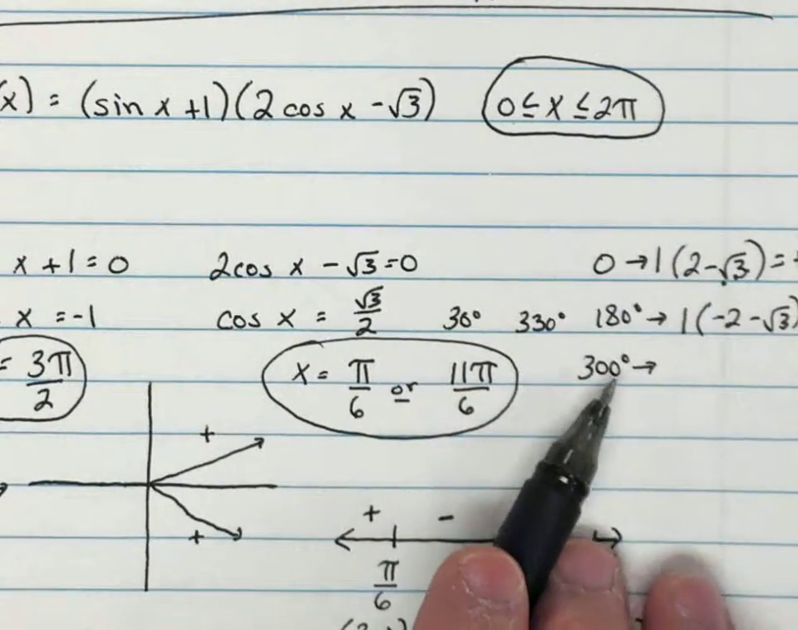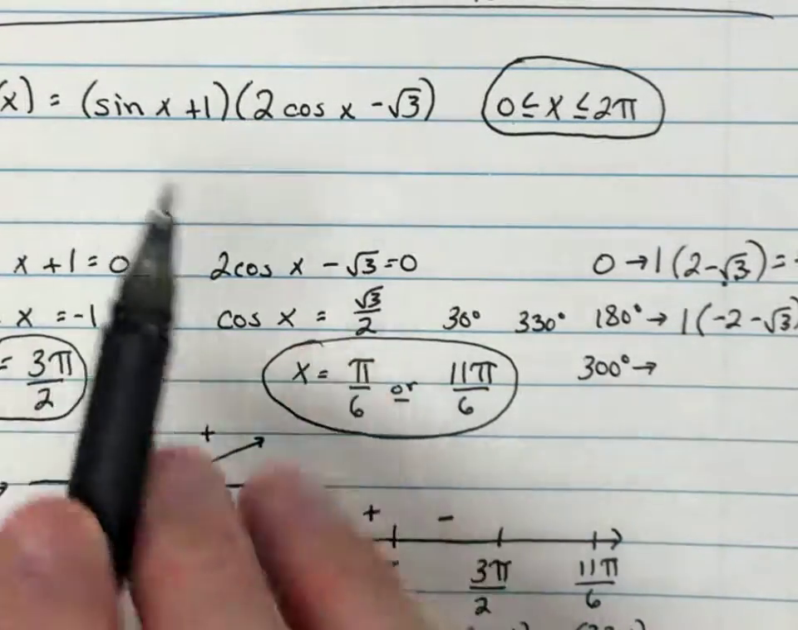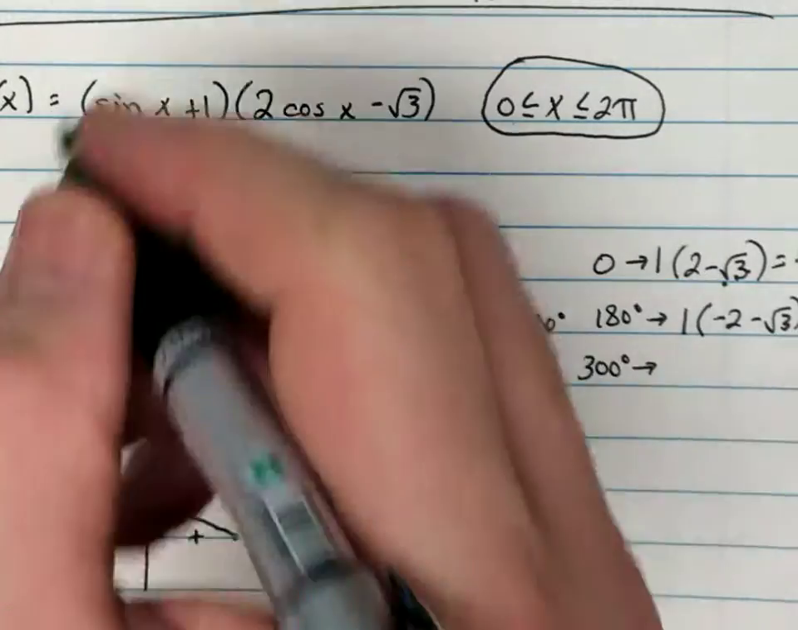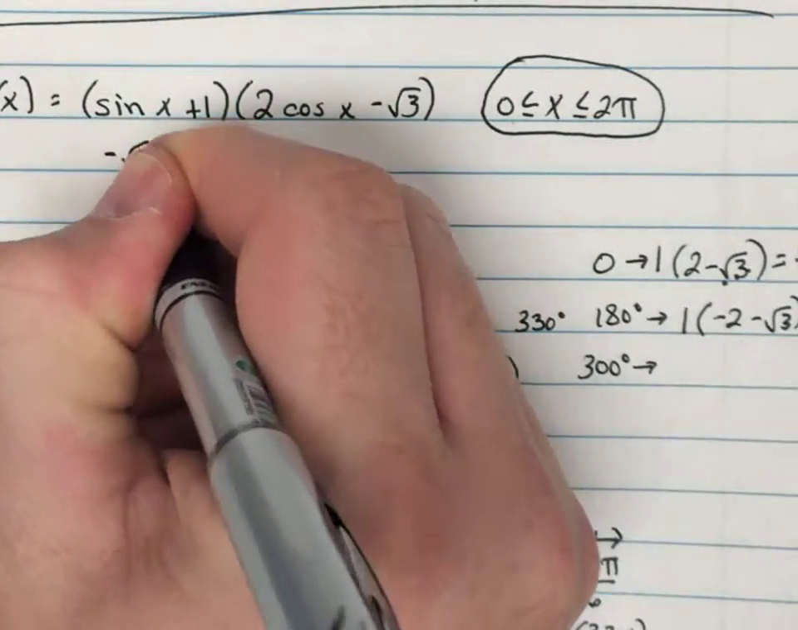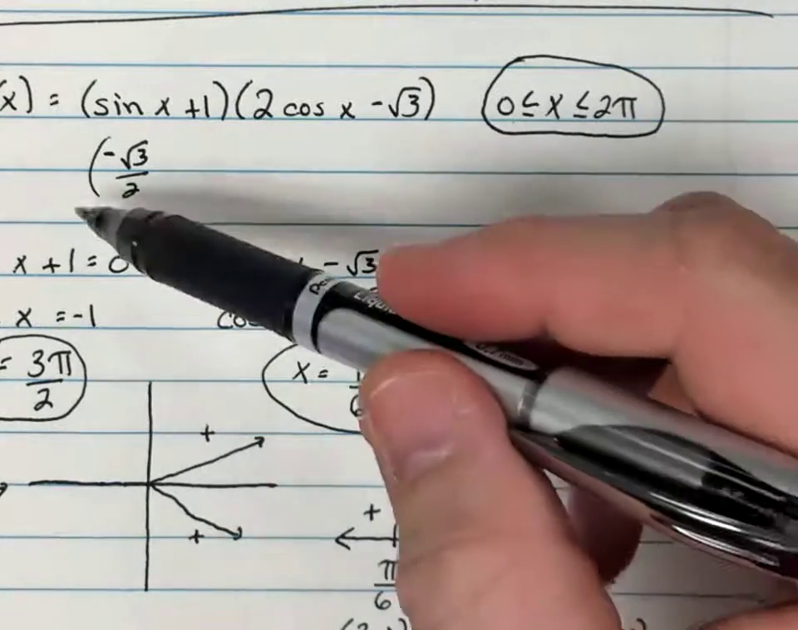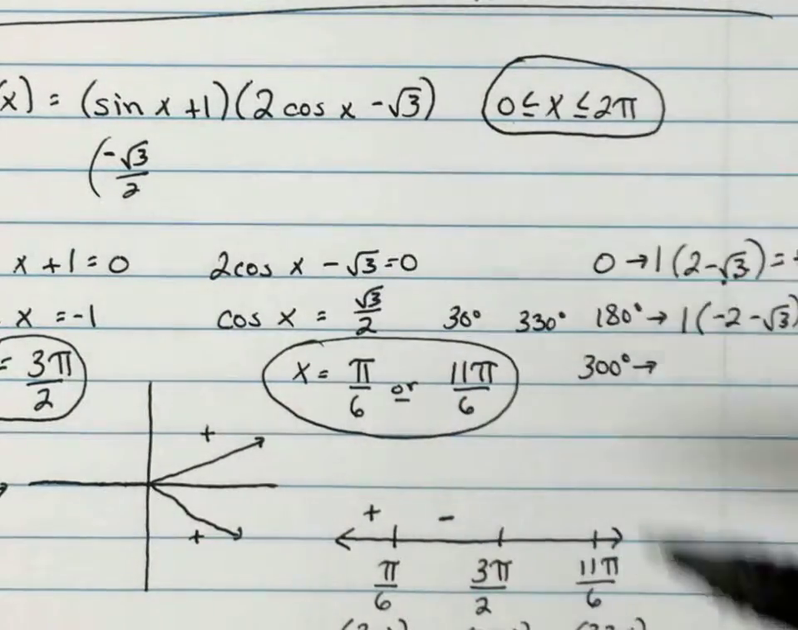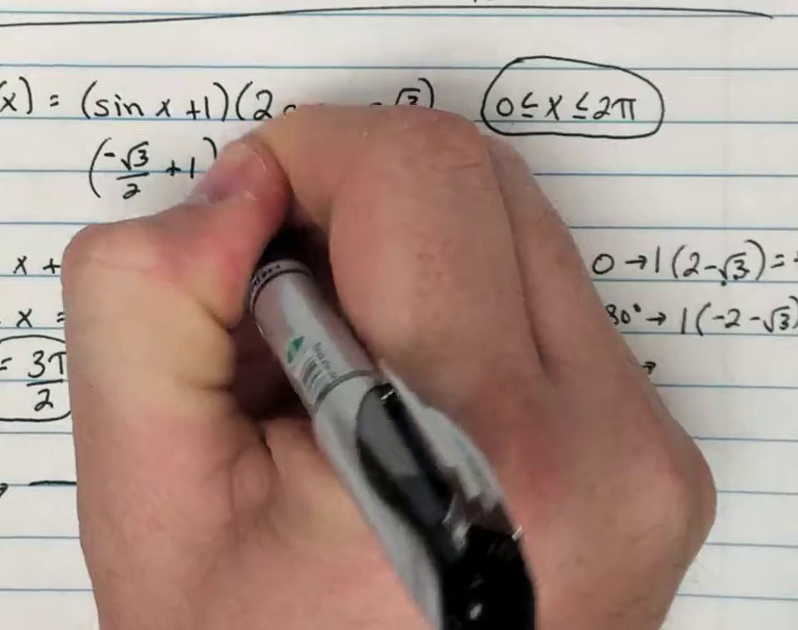Again, I'm only concerned with, is it positive or is it negative? Is it increasing or is it decreasing? Sine of 300, we're thinking reference angles there. That'd be negative root 3 over 2, because your reference angle would be 60, it's in the fourth quadrant. So therefore, it'll be negative since it's sine in the fourth quadrant. It'll be root 3 over 2 since your reference angle is 60, plus 1.